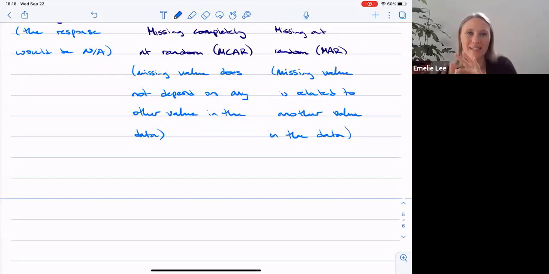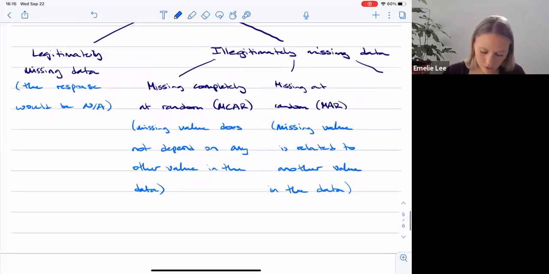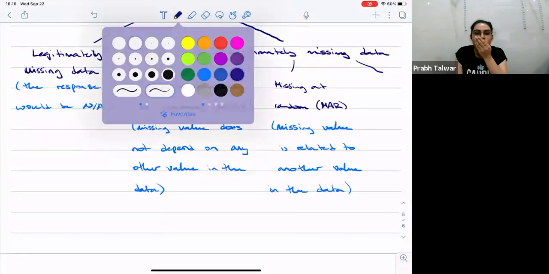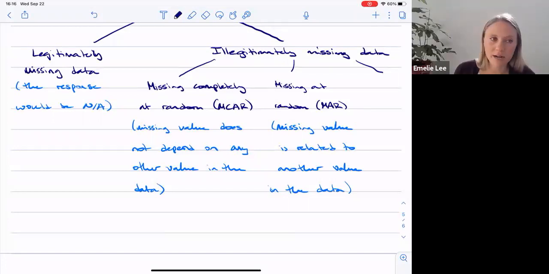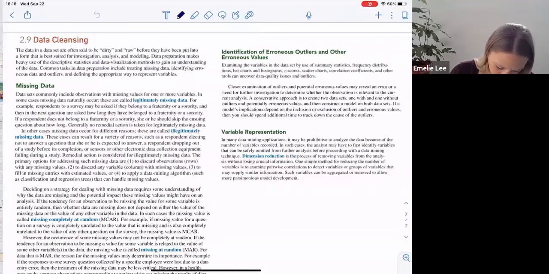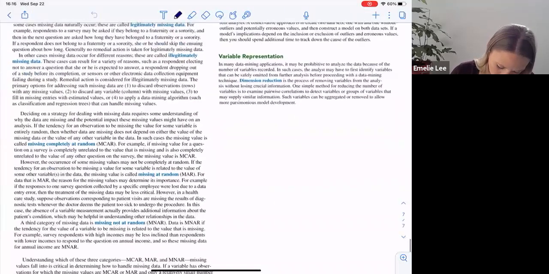So then that missing value is related to something else happening in the data, right? Or maybe something else related to that person. Right? Usually we're talking about people. And then I think it's missing not at random. Let me just confirm. Yeah.